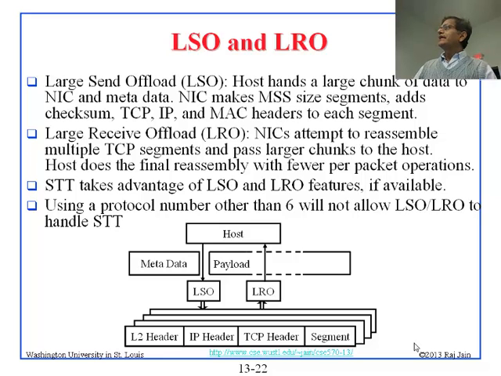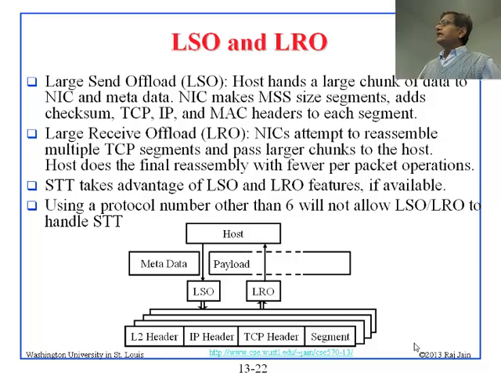All right? And large receive offload. Then some cards do LRO also. You don't have to have both functions in every card, but as I said, we talk about functions. LSO is one function, LRO is another function. Some cards do both, some cards do one. The next function is large receive offload, where the NIC attempts to reassemble the multiple segments into larger chunks for the host. The host does the final reassembly with fewer per-packet operations.